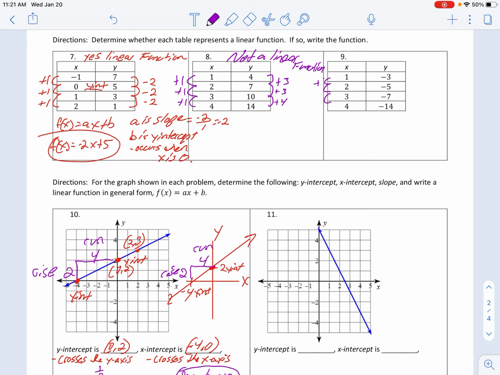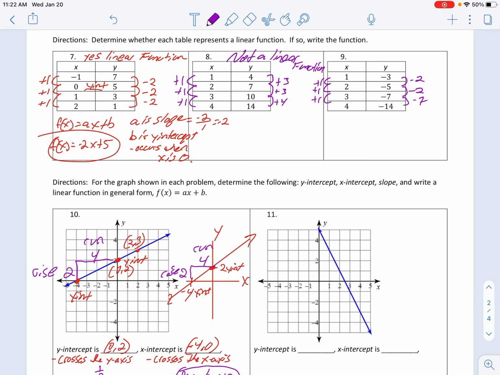1, 2, 3, 4. So there's that plus 1. That's looking good again. Let's check it on the y's though. -3 to -5. We're going down 2, down still 2, down... we're going down 7. And I think there's probably a typo there, because I don't think that's the case. I don't think I was going to give you two nonlinear functions.